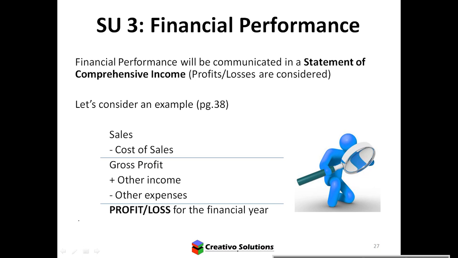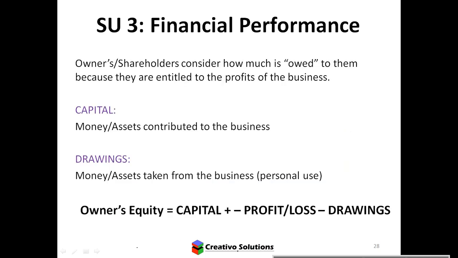So we're looking at individual components in order to create these statements. The general format: income minus expenses. So here, I've got income, which is sales, minus an expense, which is cost of sales. That gives me a gross profit. If I add other income minus other expenses, it gives me the profit or loss for the year. Who gets the profit or loss? The owner. The owner's equity. Correct. It affects owner's equity, either positively or negatively, depending on the situation.